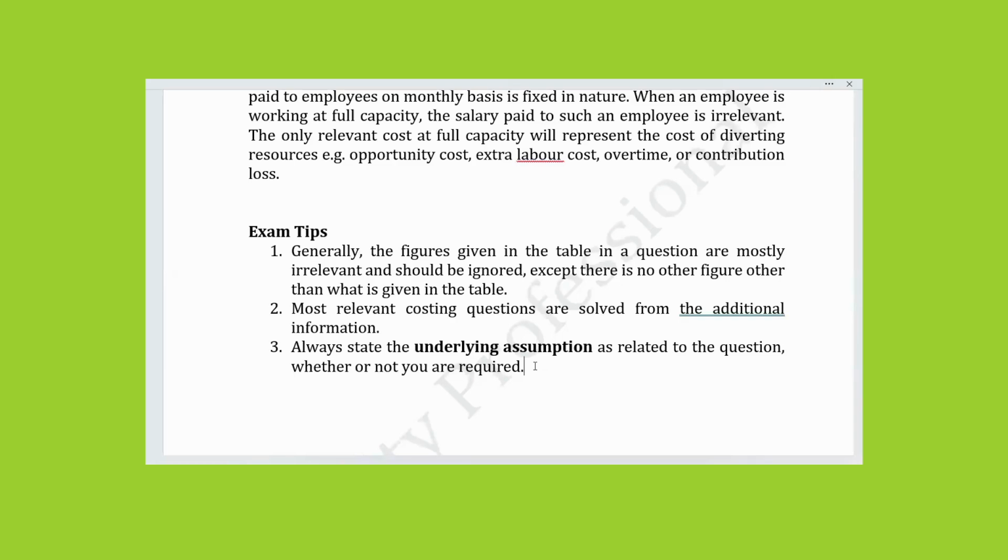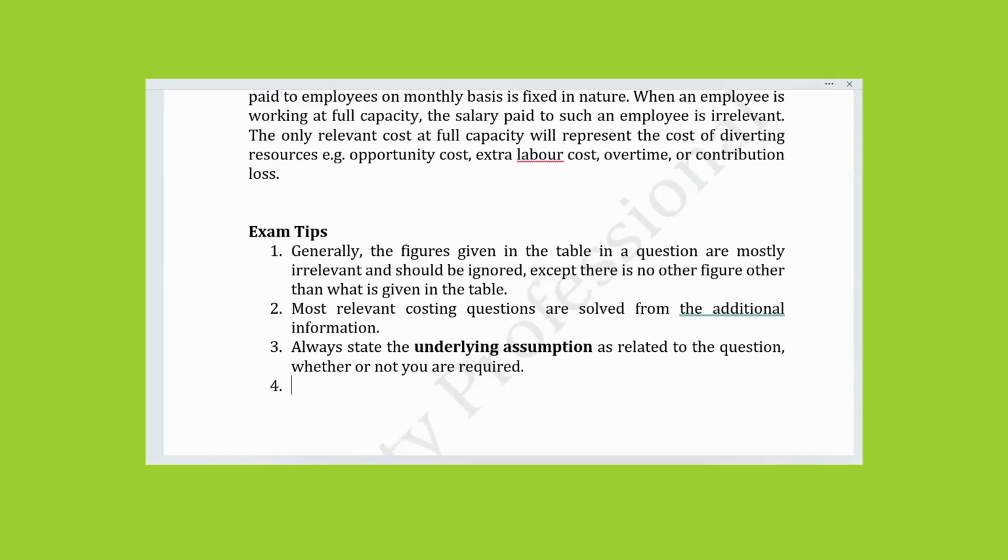So if you are solving marginal costing or relevant costing question and you just do calculation and leave the assumption, you are going to lose valuable cheap marks, because most of the assumptions are already there in the question. Examiner is only asking you to explain how you have come about your numbers. How did you arrive at your numbers? Explain, put justification. That is the essence of assumption. So at all times, you have to state the underlying assumptions associated with the question.